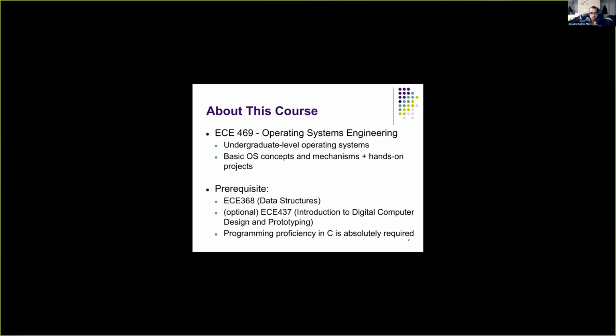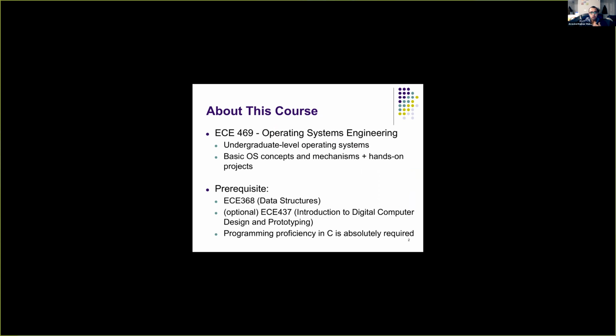About this course, so this is an undergraduate level operating system course. In this course, we'll be understanding basic operating system concepts and mechanisms. We'll be doing them with labs. There are 5 labs. We also have midterm and final in this course.